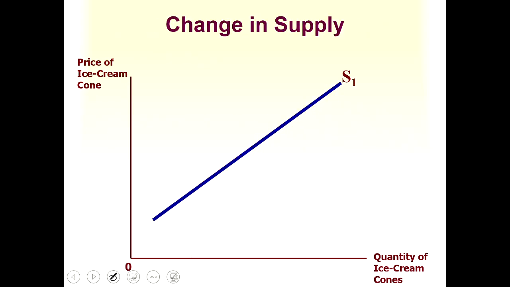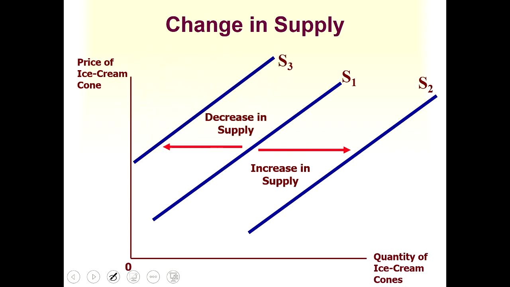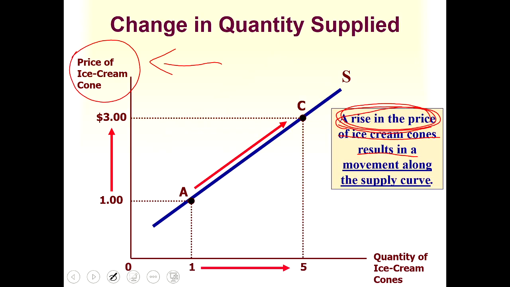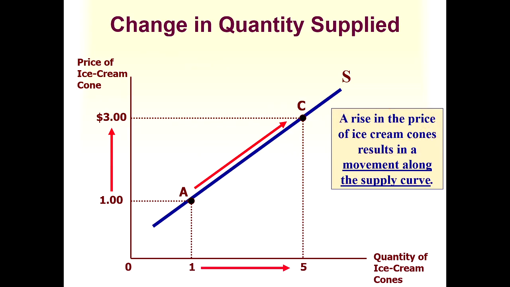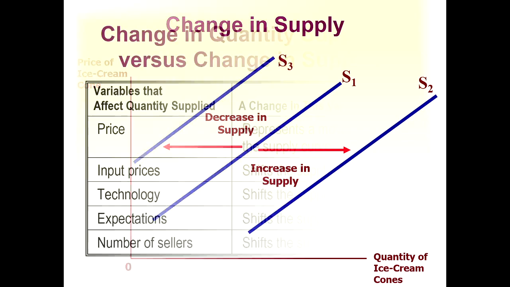Now we are going to talk about change in supply. When there is a change in supply, we are talking about shifts in the supply curve. Either there is a rightward shift, which means an increase in supply, or there is a leftward shift, which is a decrease in supply. So the difference is simple. When we are talking about change in quantity supplied, there is a movement along the supply curve right here. But when we are talking about change in supply, we are talking about shifts in the supply curve.